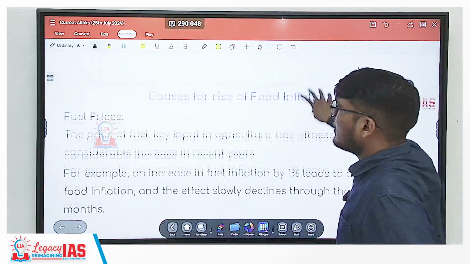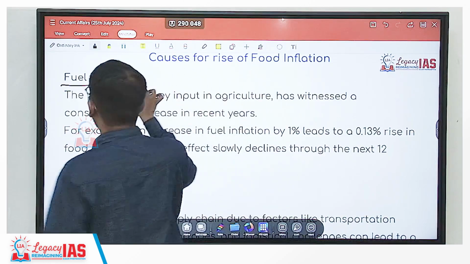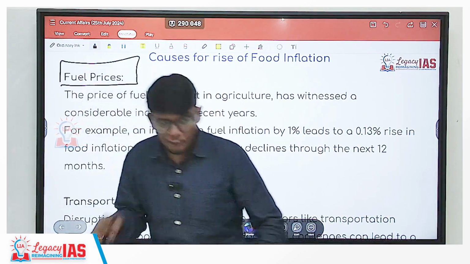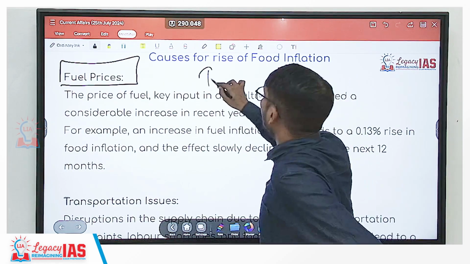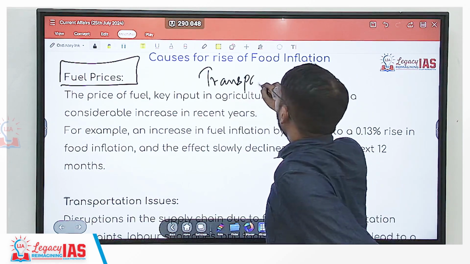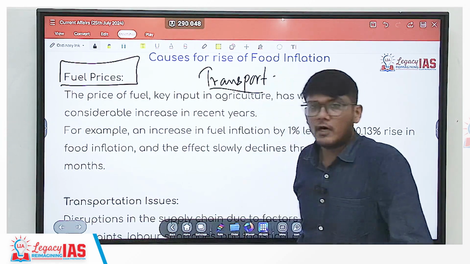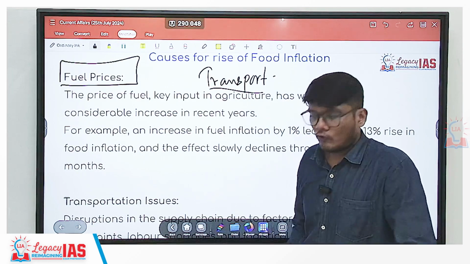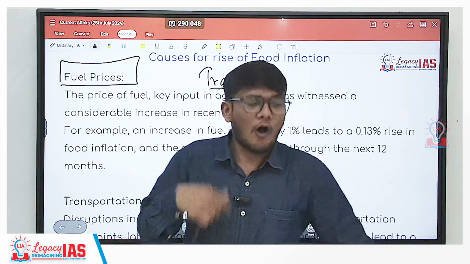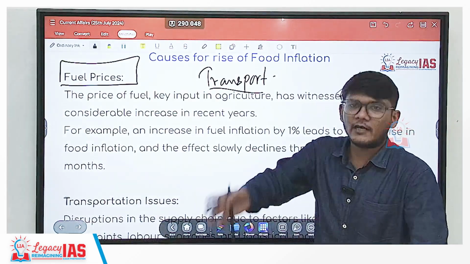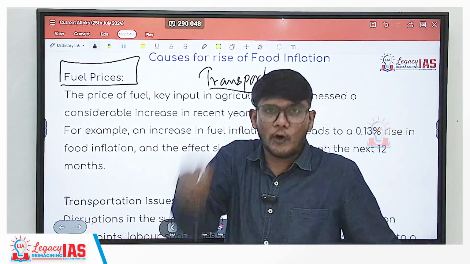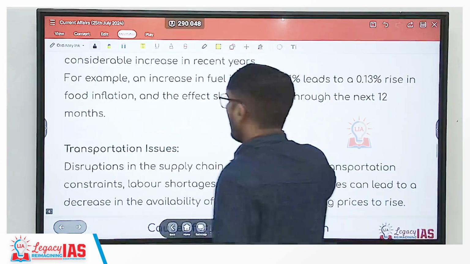That is one thing. Second, fuel prices. When fuel prices increase, generally prices of everything increase, because fuel is utilized in transport, right? So every price is going to increase, of every food grain, every vegetable, every cereal, every pulse, because trucks and so on are used to transport food. So that is another thing.